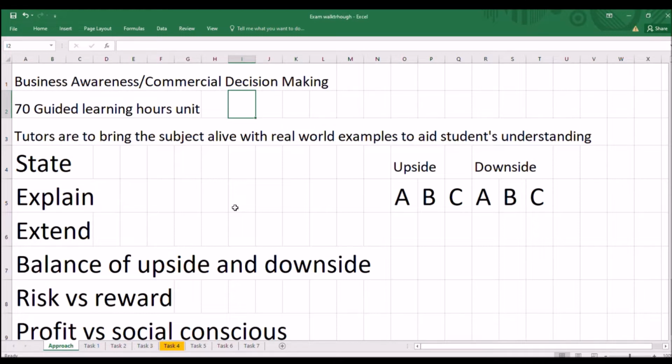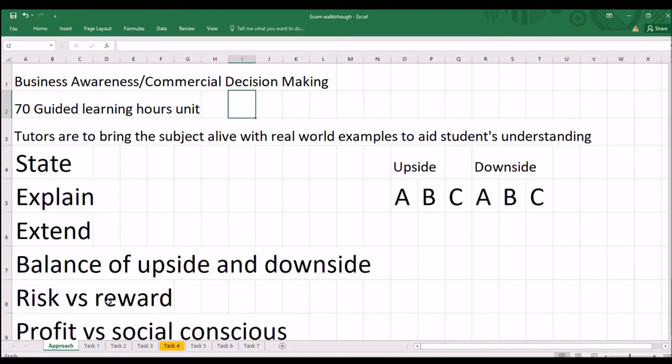Before we start, there's a detailed video on how to write like an accountant and write for exams as well. But to summarise: state a position, explain what it is, or explain the theory, and extend the points. So we're going to have that ABC mark, and then a balance of upsides and downsides. That's going to allow us to hoover up the marks in the written questions.